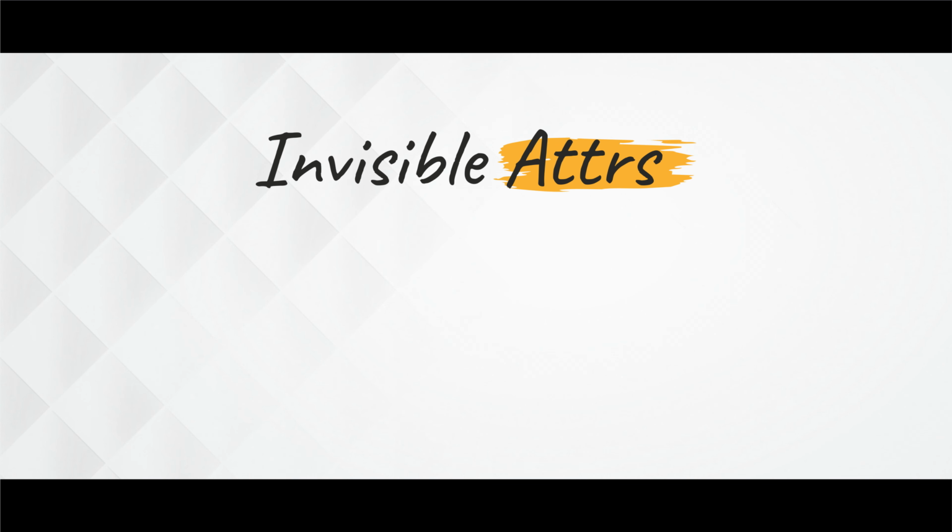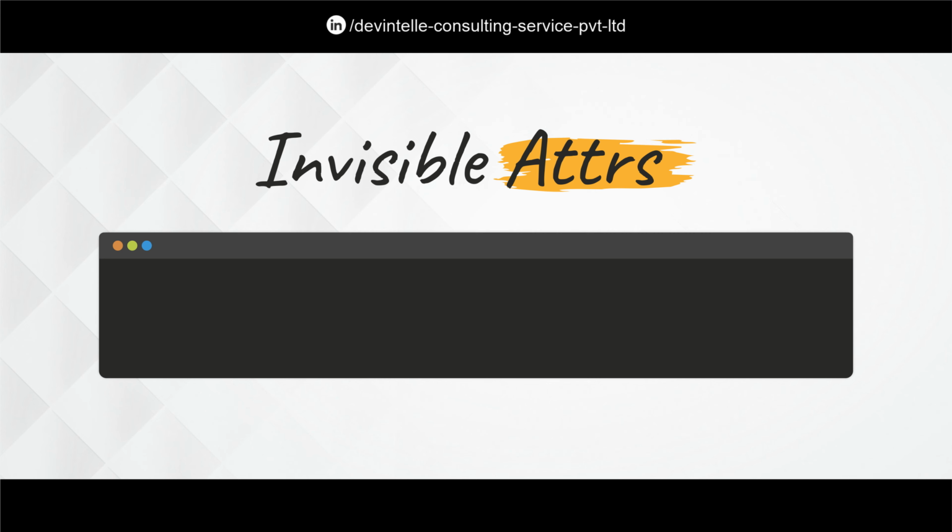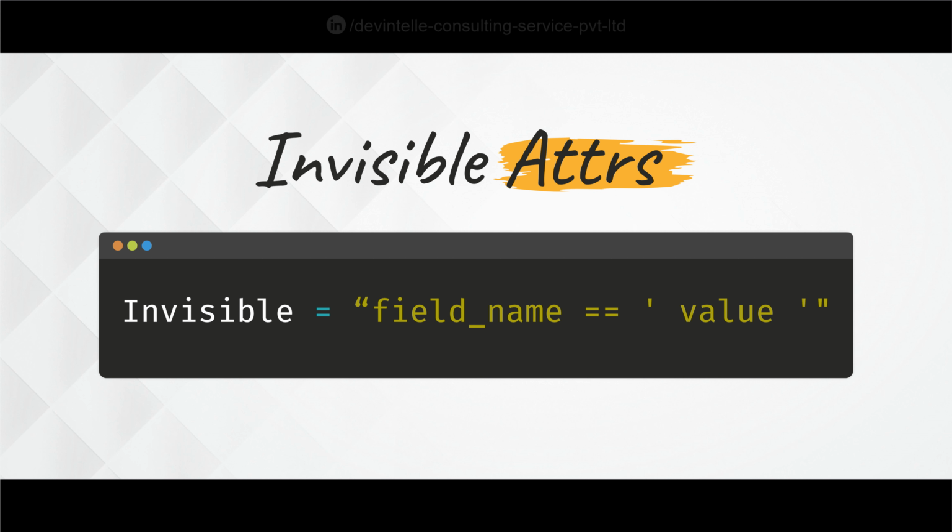Here you can see the Attrs document. So this is the Invisible Attrs syntax. Invisible is equal to field name, then operator, and then value. Invisible Attrs is used when you want to hide some field or button based on a condition.